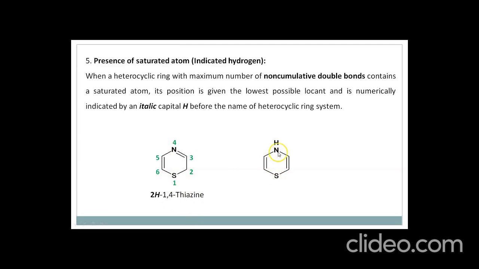The same is the case here. This nitrogen has a hydrogen, and the numbering is obviously 1, 2, 3, 4. So you give 1, 2, 3, 4 clockwise or anti-clockwise, it doesn't matter, because in both cases the nitrogen has number 4. So at position 4 the hydrogen is present, so write it as 4H-1,4-thiazine.